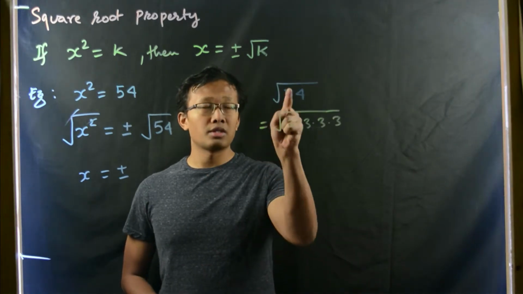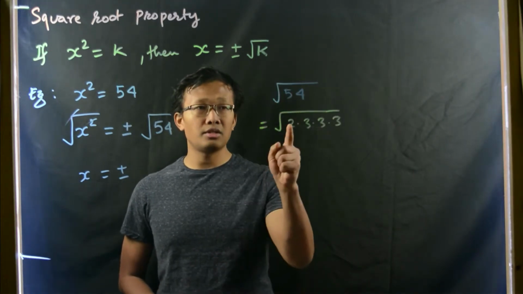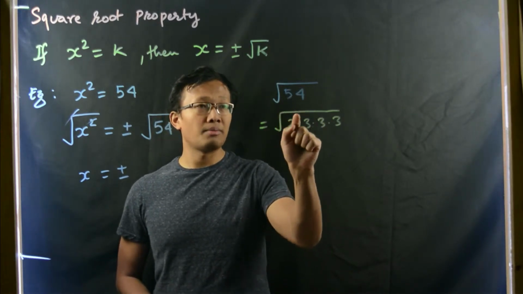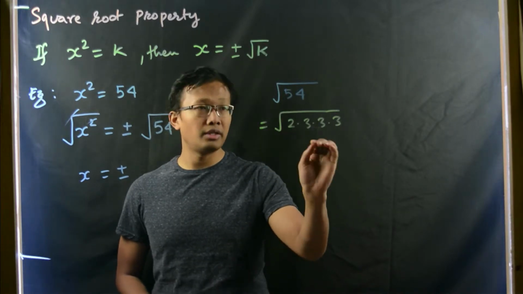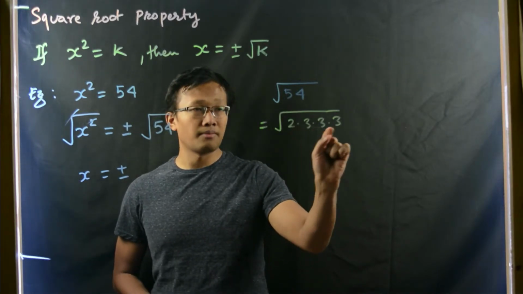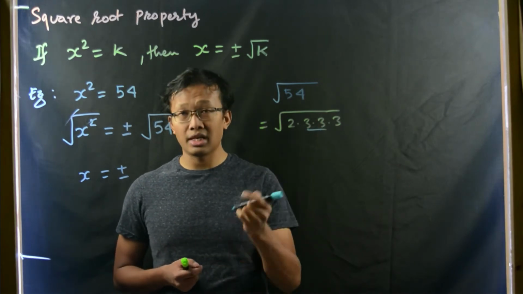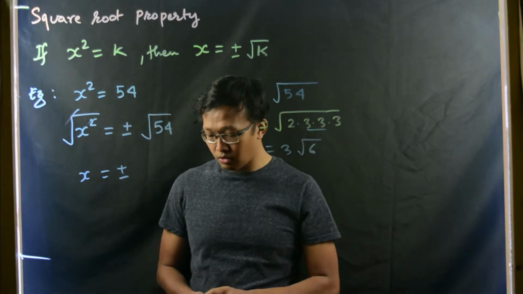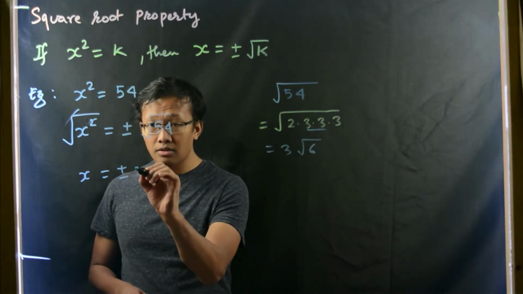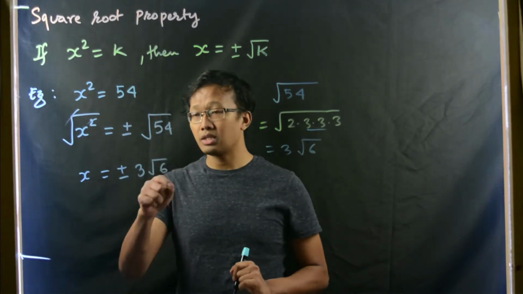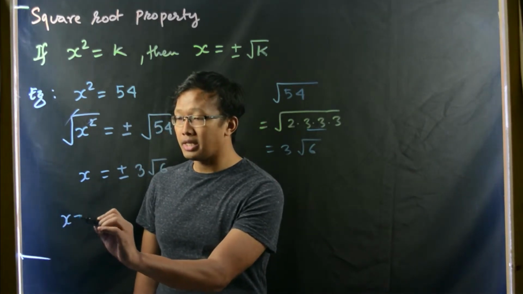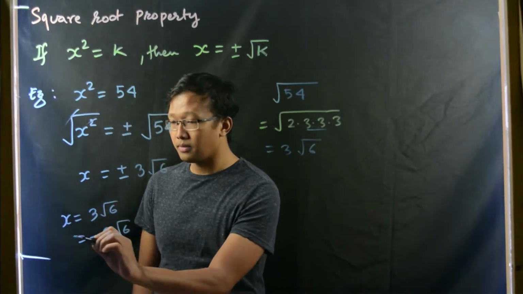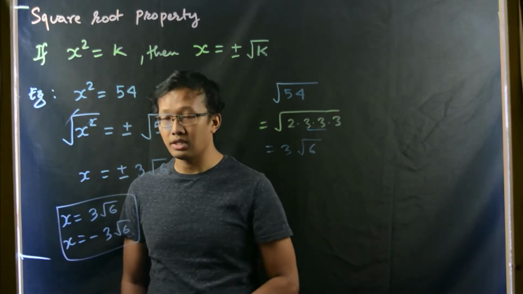If we work out this square root of 54 in scratch, you can see how it can be factored in terms of prime factors. 54 can be written as 2 times 27, and 27 is 3 times 3 times 3, so 54 is 2 times 3 times 3 times 3. These two 3's can be pulled out, which gives 3 root 2 times 3, which is 3 root 6. So that's the answer. One answer is x equals positive 3 root 6, and another answer is negative 3 root 6. These two are the answers.